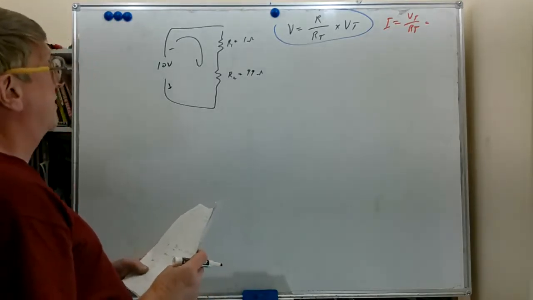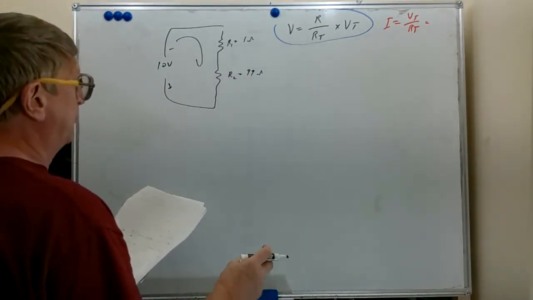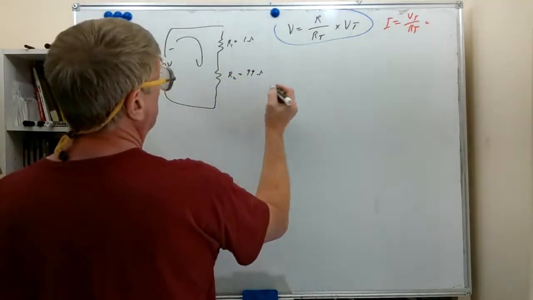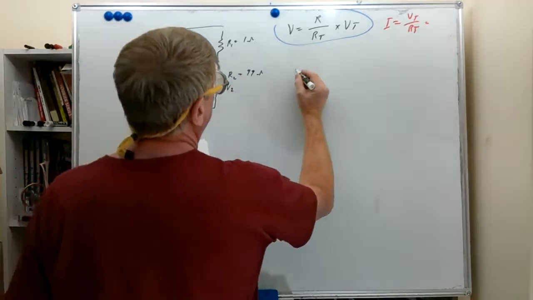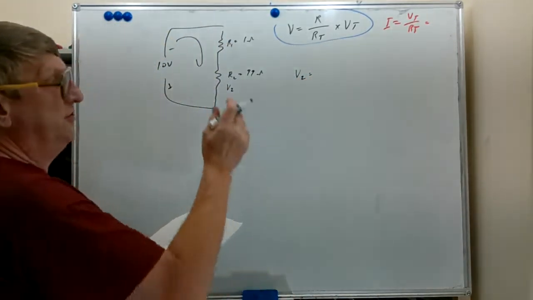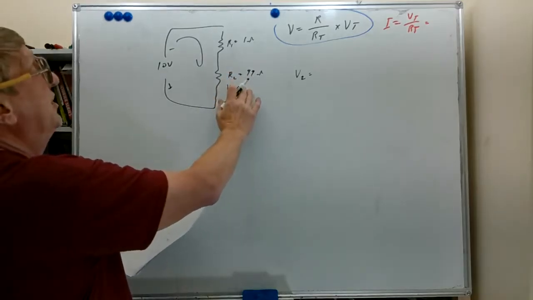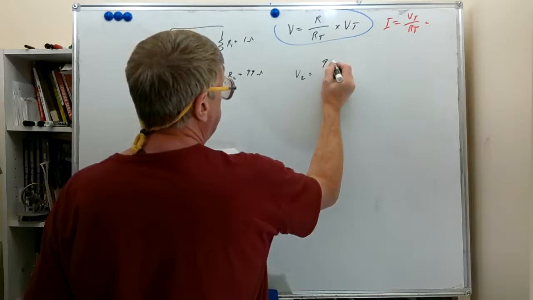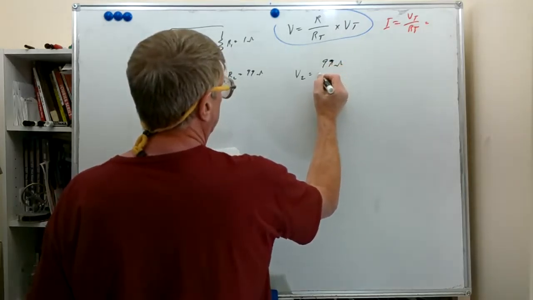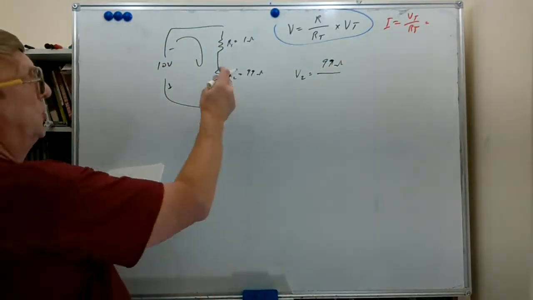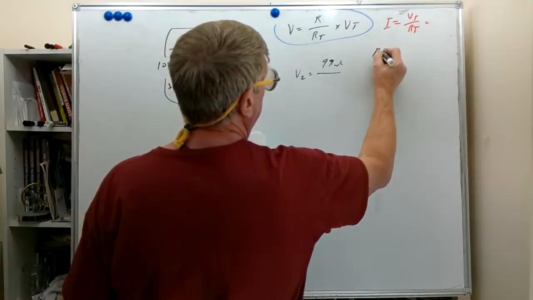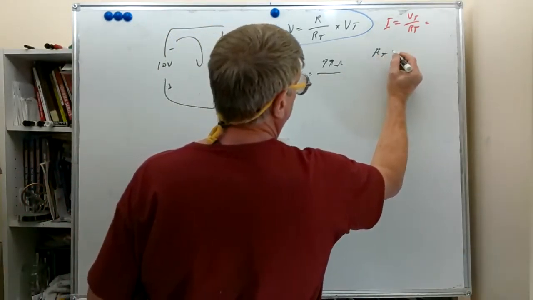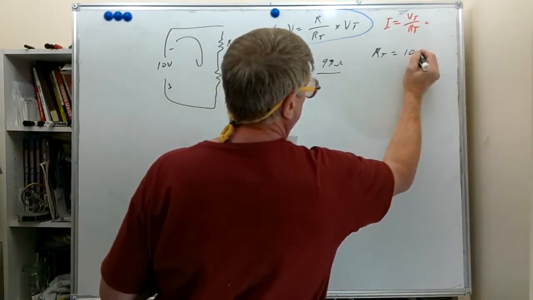And what we're going to do here is use the voltage divider formula to find the voltage across R2, which we're going to call V2 again. So V2 equals, using the voltage divider formula, the value of R2, which we're trying to find the voltage across, 99 ohms, over our total. Let's get our RT up here. RT is 1 ohm plus 99 ohms, 100 ohms.